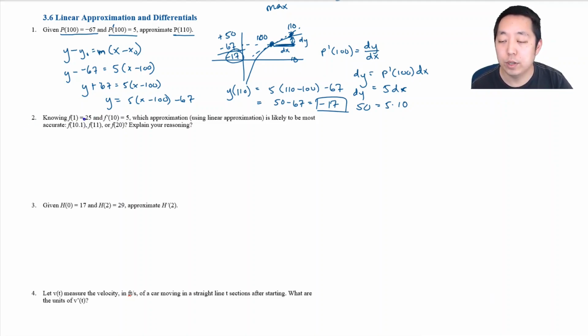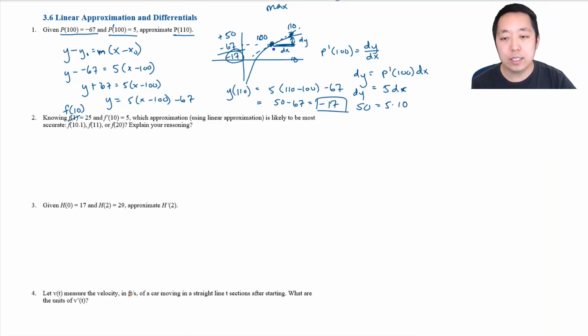So for number 2, knowing that f of 10 is 25 and f prime at 10 equals 5, which approximation using linear is likely to be most accurate? Oh, this should be f of 10, by the way, is equal to 25. Which is likely to be more accurate, and explain your reasoning.